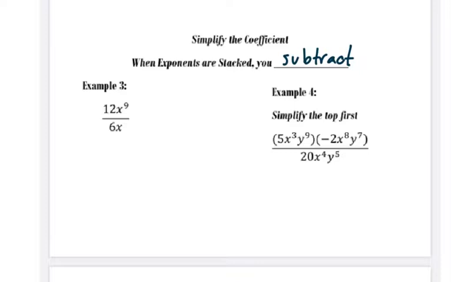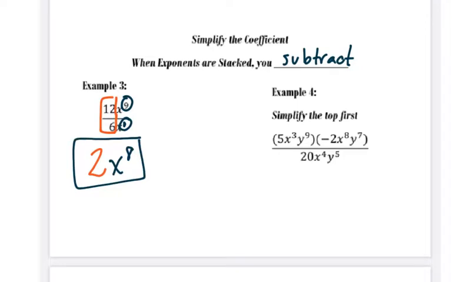So if we look at example 3, simplify the coefficient. 12 divided by 6 is the number 2. When x's are stacked, there's 9 here and there's 1 here. So that means we would subtract 9 minus 1 is the number 8. Very easy. So we're going to do that again, but in example 4, we need to clean up the top first, and then we can do that method there.